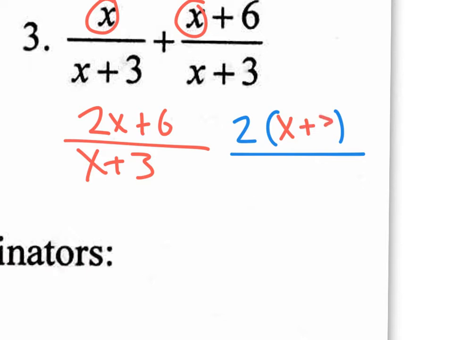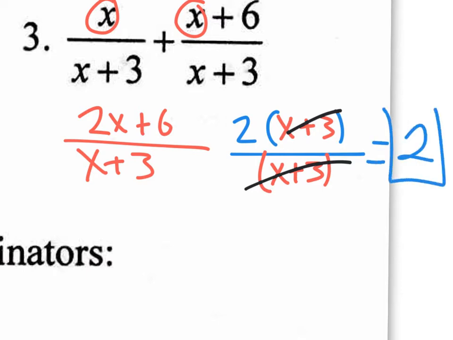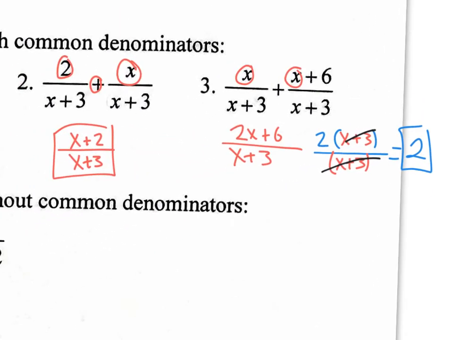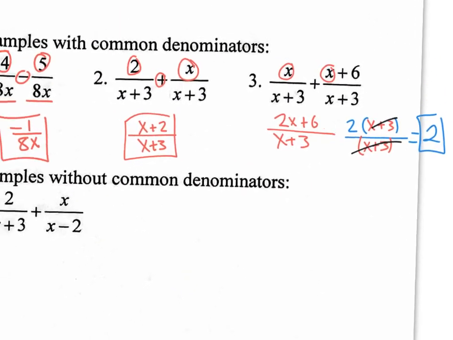x plus 3. That's what's left on the inside. And in the denominator, we still have that x plus 3 on the bottom. So that's a good thing because the x plus 3 on top and the x plus 3 on the bottom cancel out, which means our final answer is just 2. So when you have a common denominator, it's easy, really easy.